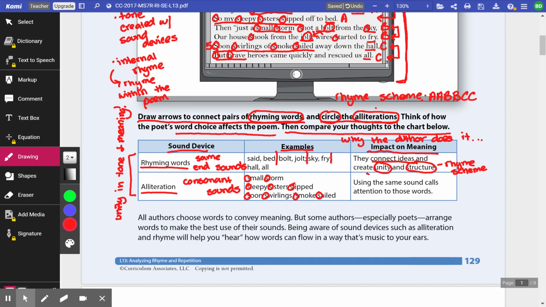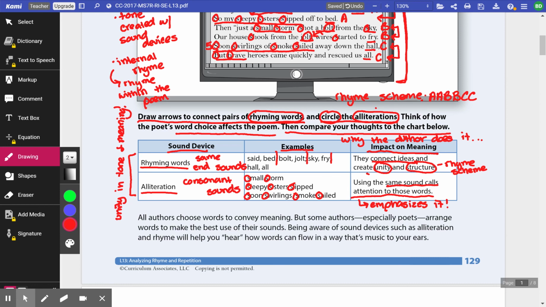The author's going to use the same sound because it calls attention to those words. That's the purpose. That same beginning sound, that S sound, calls our attention to those words. It emphasizes it. It brings our attention to it. We know that authors always do things on purpose. Any type of sound device they use is there to work together to help us establish unity. It's all there for unity and to connect those ideas.